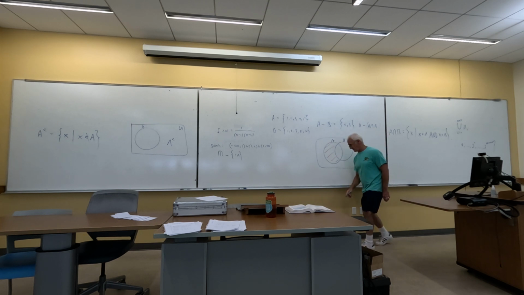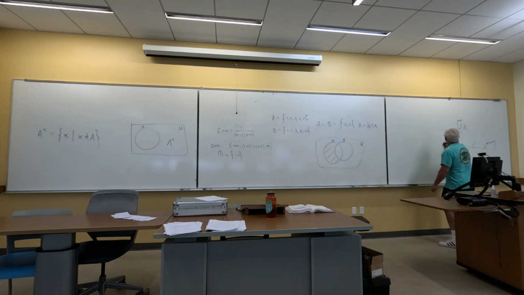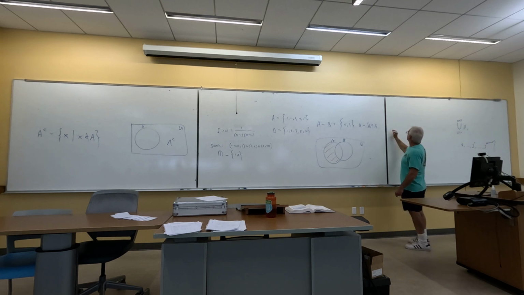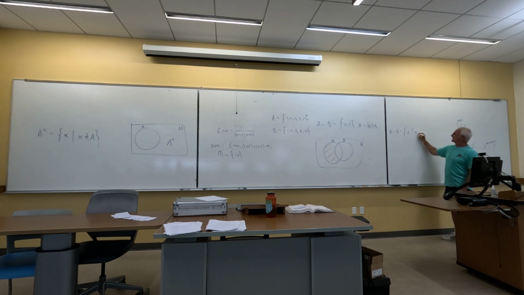So we're going to define set subtraction. First of all, A minus B is the set of all x's such that, what do you think? Look at that picture right there with the orange. X is in A, but not in B. So I'll say, and X is not in B.